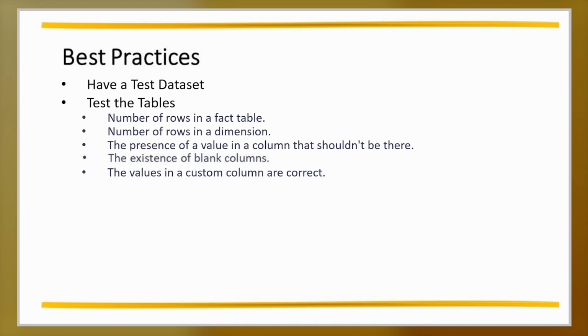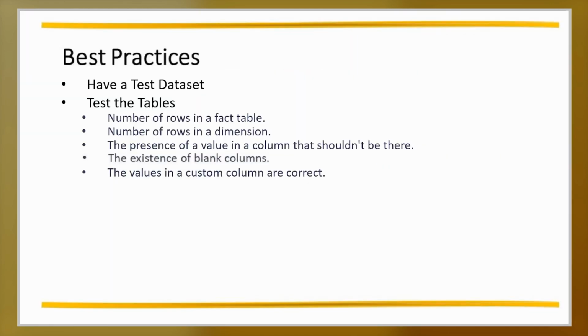For example, you could test for the number of rows in a fact table, the number of rows in a dimension, the presence of a value in a column that shouldn't be there, the existence of blank columns, and the values in a custom column are correct. So in the case where Bob set that filter and accidentally kept it there and published it, a test case would have prevented that from moving to production.